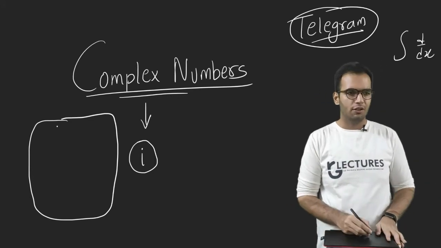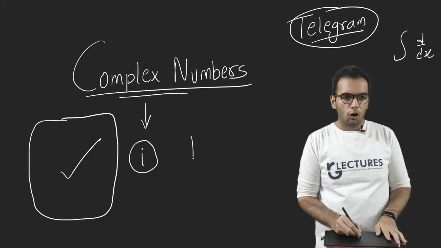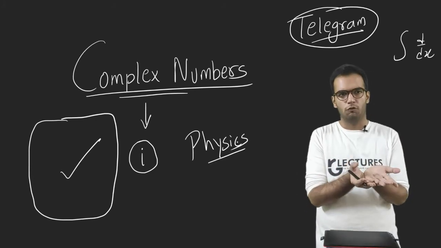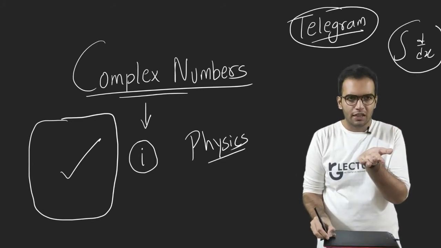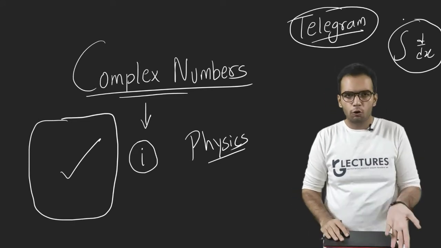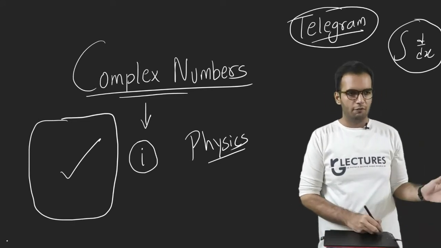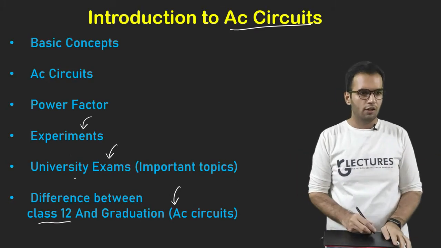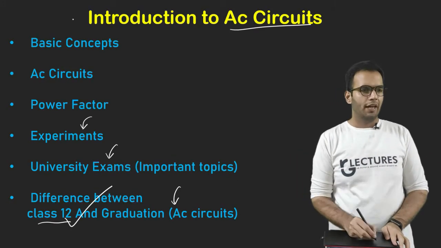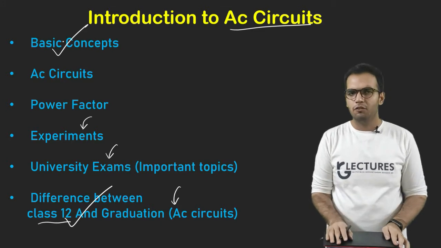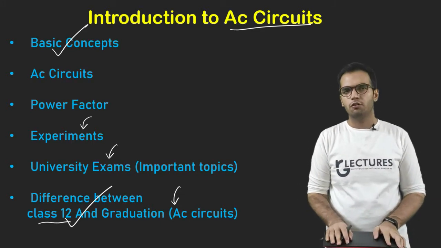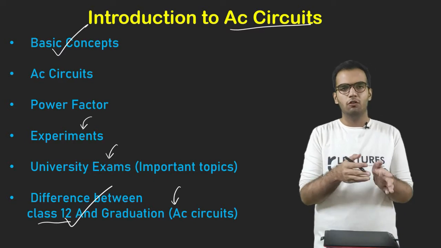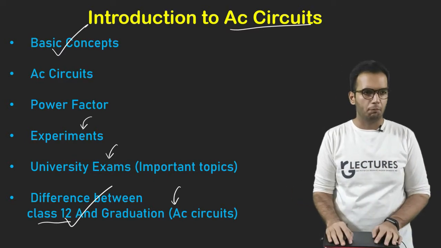I will explain each and every derivation to you along with the physics behind it, and why we are using complex numbers. First of all, when we were satisfied with integration and differentiation, why did we introduce complex numbers? So everything will be covered, but for that you have to watch the complete playlist. Okay, so this is the first thing. And the basic concepts are the same as they were in class 12th: AC versus DC, RMS value, average value. But a few explanations will be added in each topic.